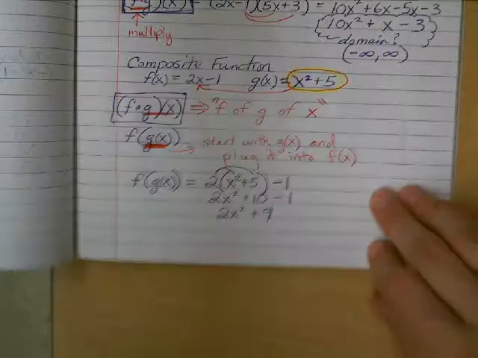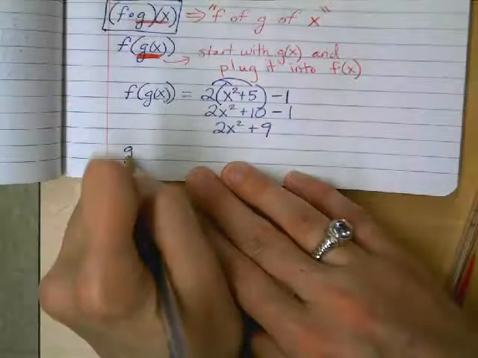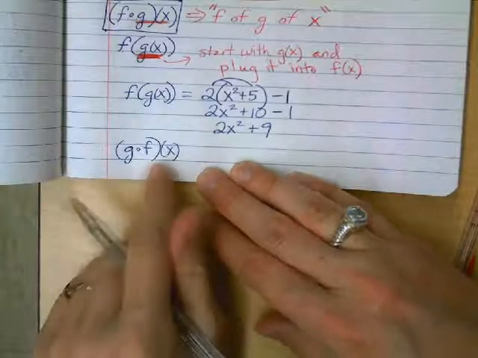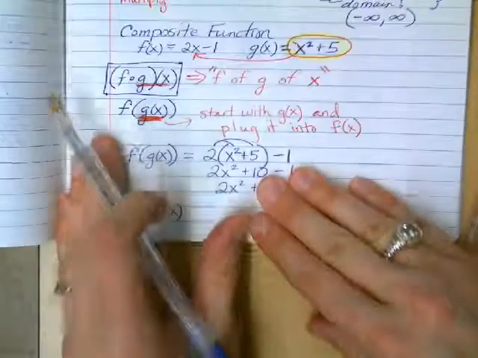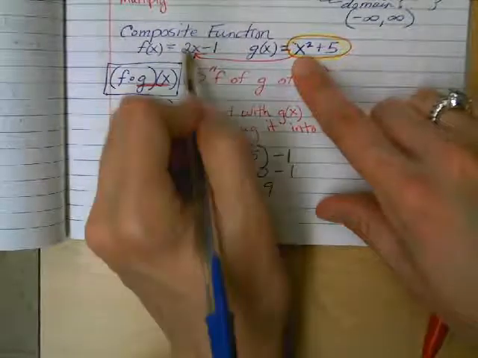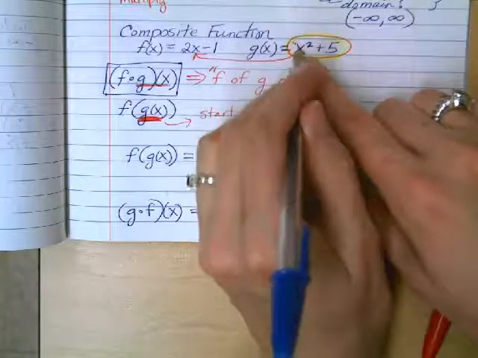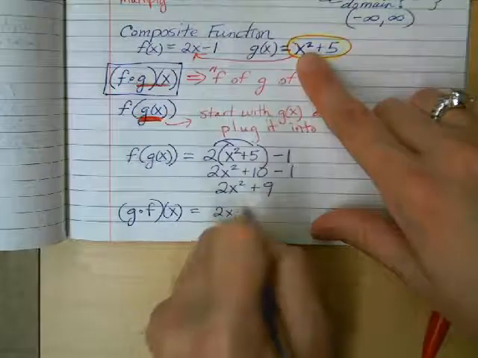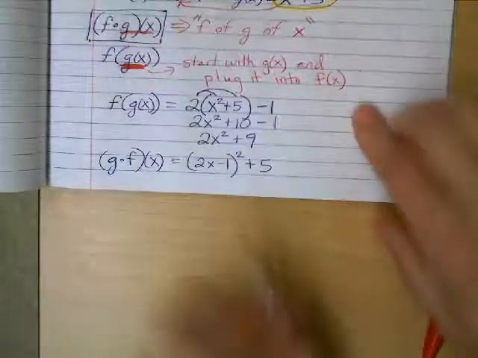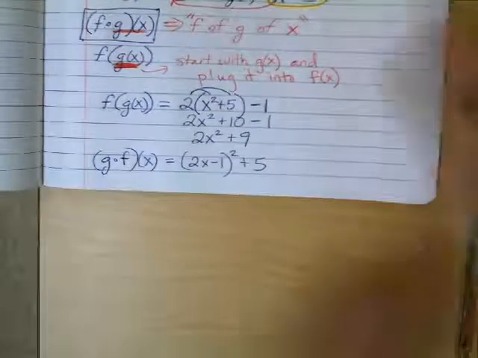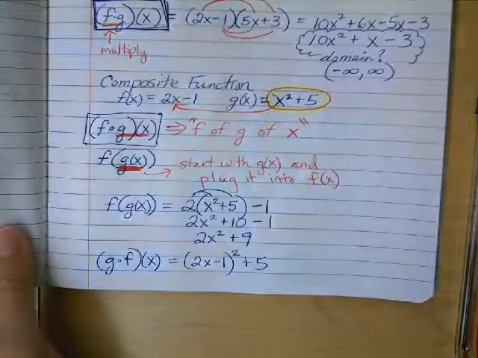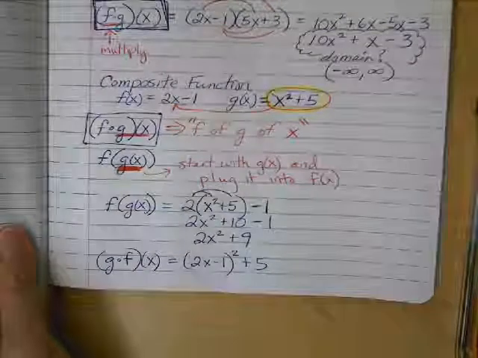If they would have had it g of f of x, then I would have taken this problem here and stuck it into that one. Then I would have done 2x minus 1. I would have taken that and put it in here and squared it. I would have written 2x minus 1 squared plus 5, and then tried to work that out. Okay, so that covers everything. I know that's quite a bit, but the composite function is like taking a whole problem and plugging it into the other one.